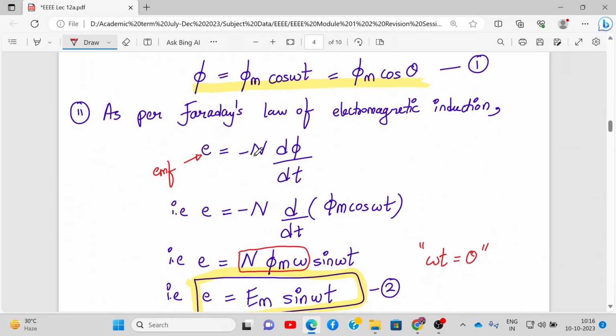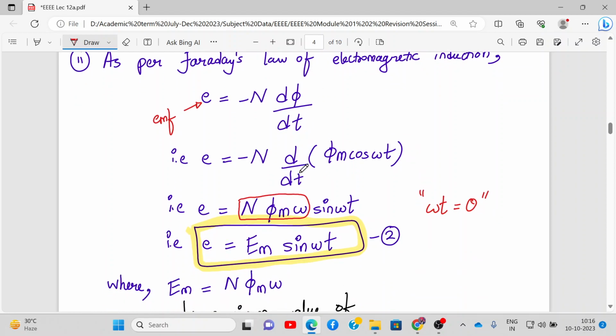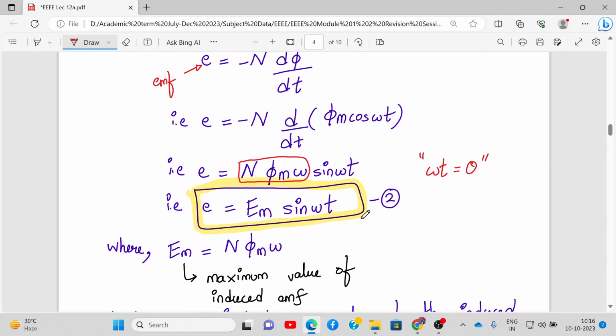So E is equal to minus N d phi by dt. What is phi? Phi is equal to phi m cos omega t. So it will be d by dt of phi m cos omega t. Phi m is a constant, so we can take it out. Differentiation of a cos will give a minus sign, so your minus sign will go. So we have E is equal to N phi m omega sin omega t. And here we remember that omega t is equal to theta.